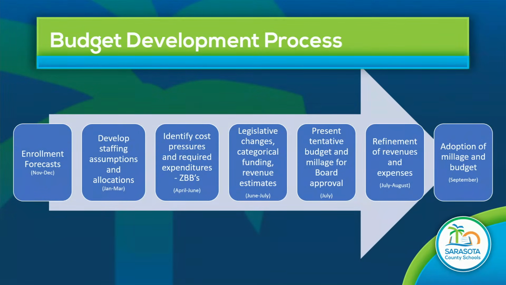So then after August and the dust settles, we have enrollment and we know exactly what we're dealing with. We'll know what our projected revenue will be. We will bring back the final adjusted budget for adoption along with the millage in September.